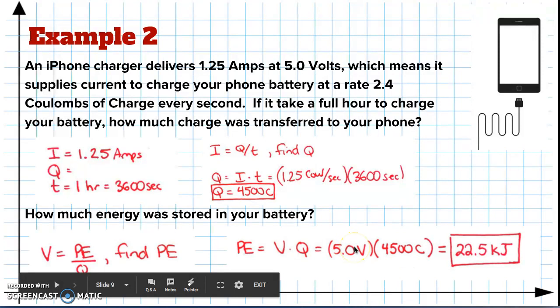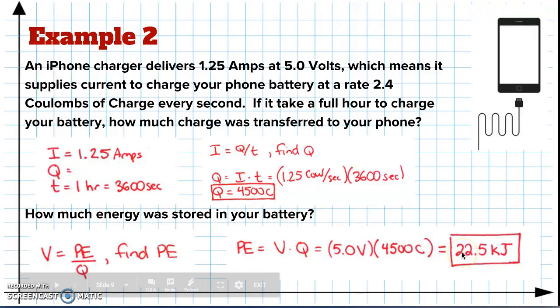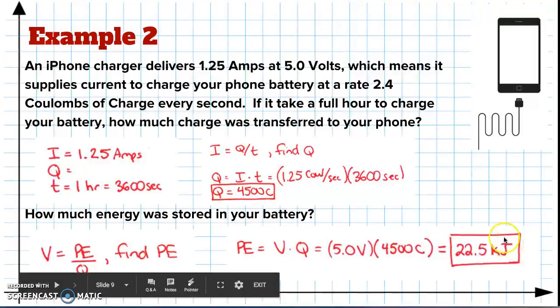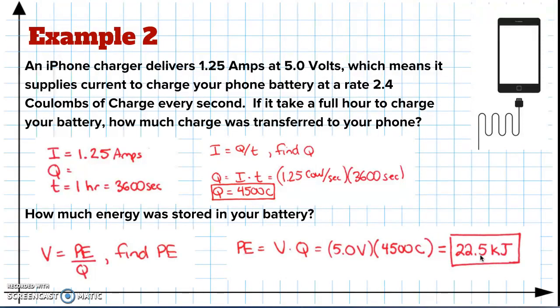Remember, a volt is a joule per coulomb. Multiply that by 4,500 coulombs, you get joules. So you get 22,500 joules or 22.5 kilojoules. So that's the amount of energy you added to your phone when you charged it for an hour. And so that's how much energy your phone has to use over the course of the next however long you're going to have it before you plug it back in.